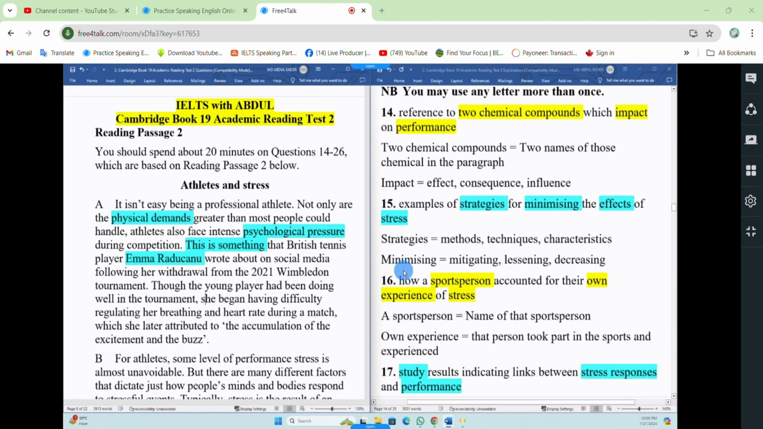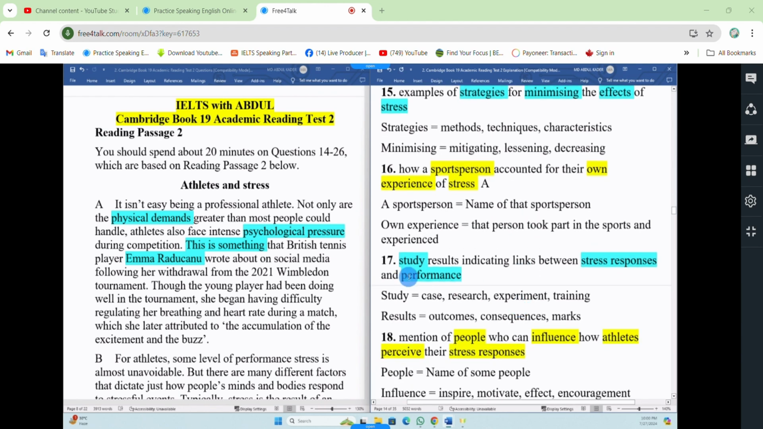Question number 16. How a sports person accounted for their own experience of stress? Yes. Own experience of stress? Yes. Because when she started playing, she began having difficulty regulating her breathing and heart rate. Yes, that was her own experience of stress. So definitely question number 16 goes for paragraph A.